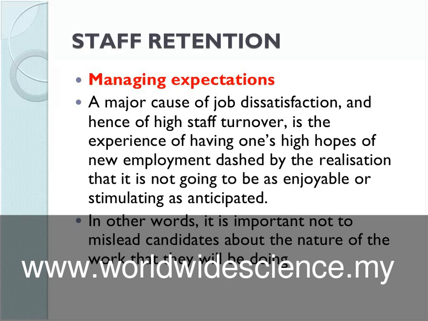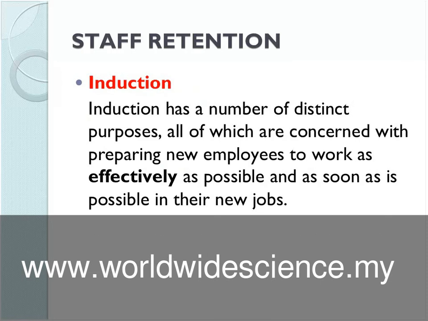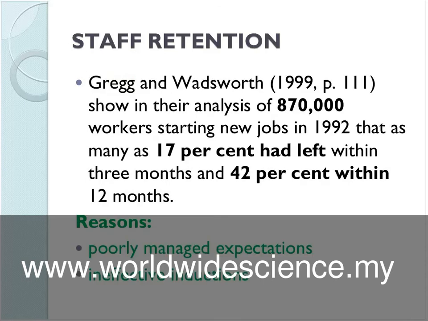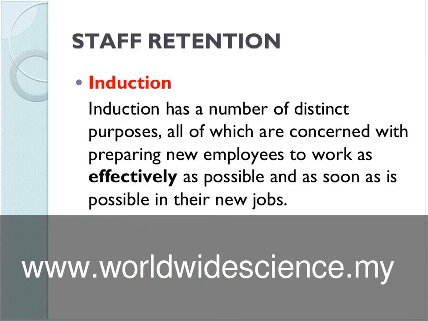So let's move on. Gregg and Wadsworth showed in their analysis of 870,000 workers starting new jobs in 1992 that as many as 70% of them had left within 3 months already, and the other 42% within 12 months. Why does this kind of high statistic show such a high percentage of leaving? The first reason is poorly managed expectations, as we talked about already in the managing expectations strategy, and ineffective inductions.